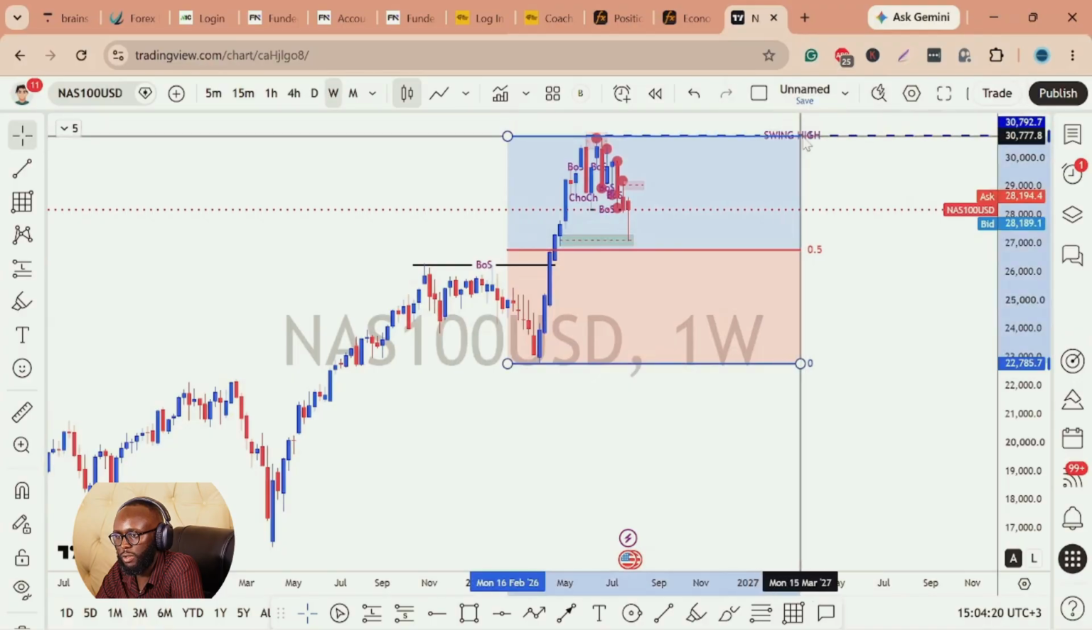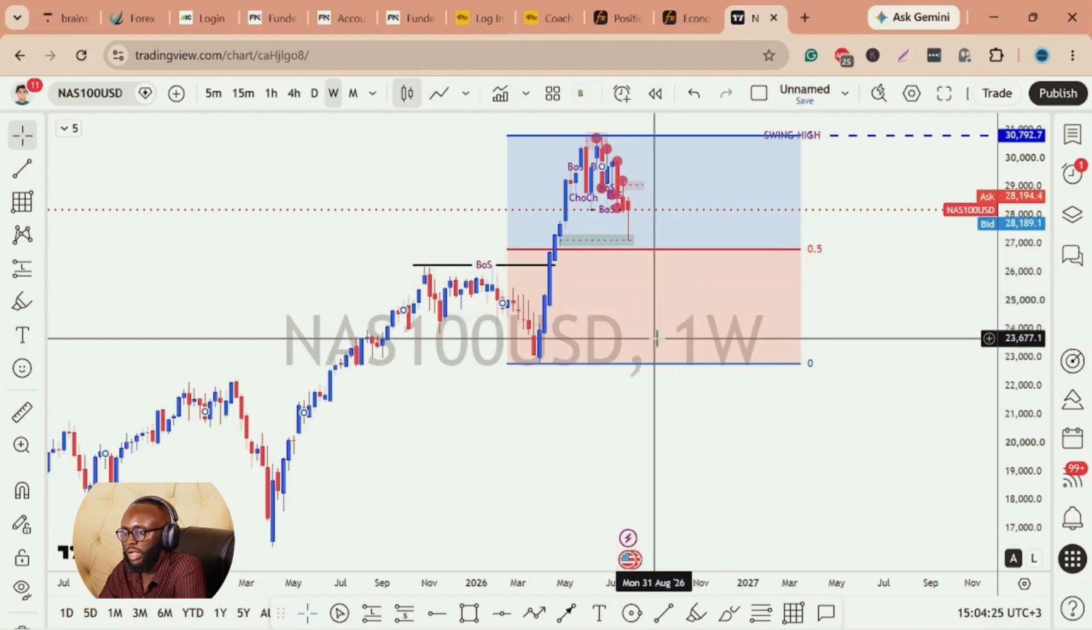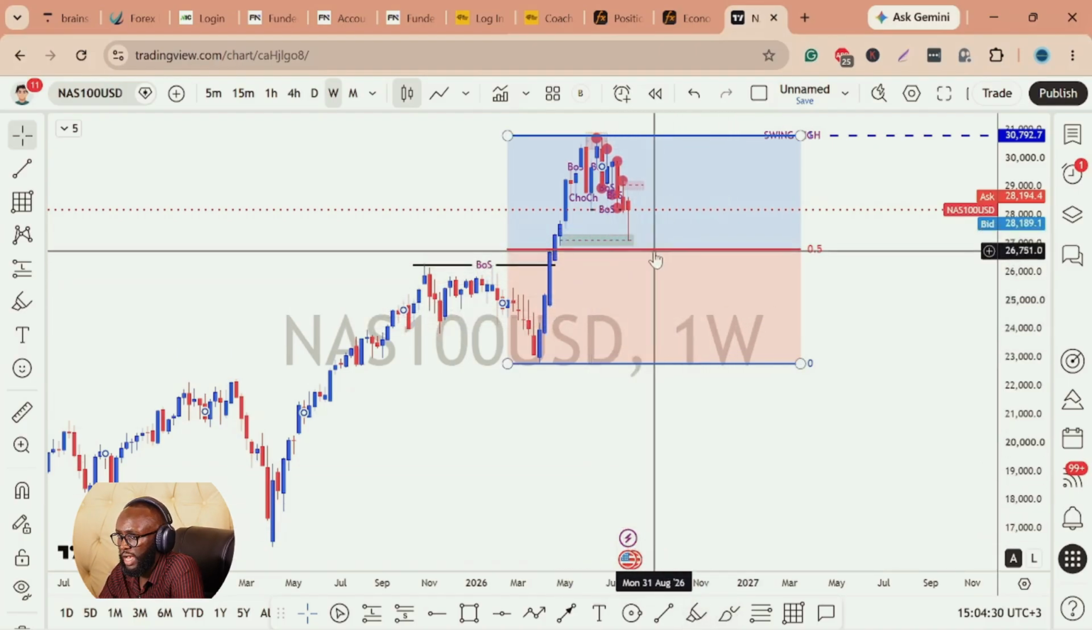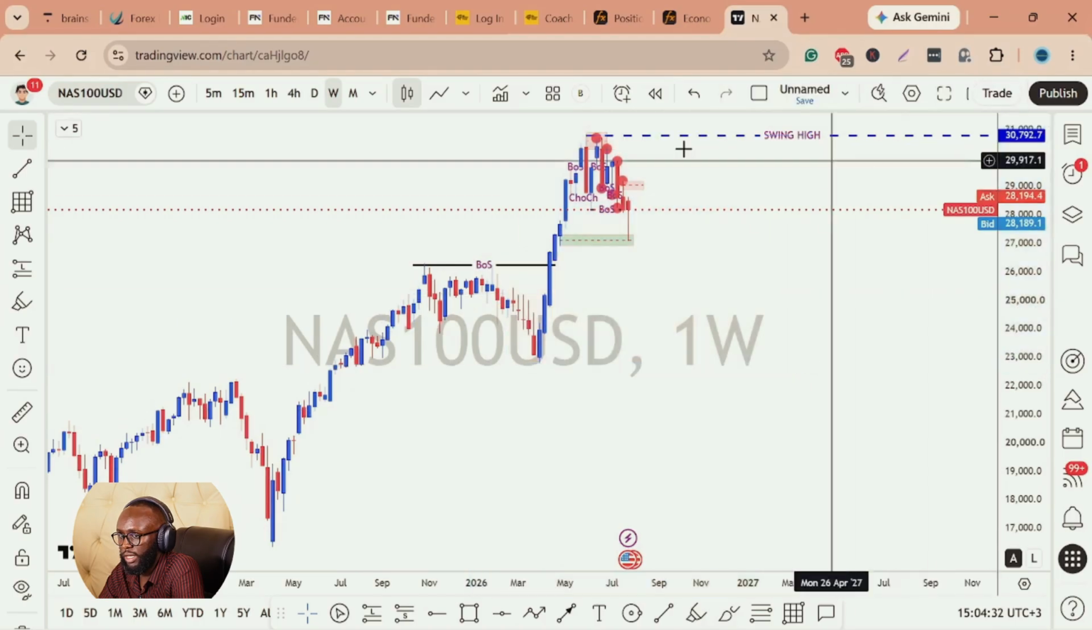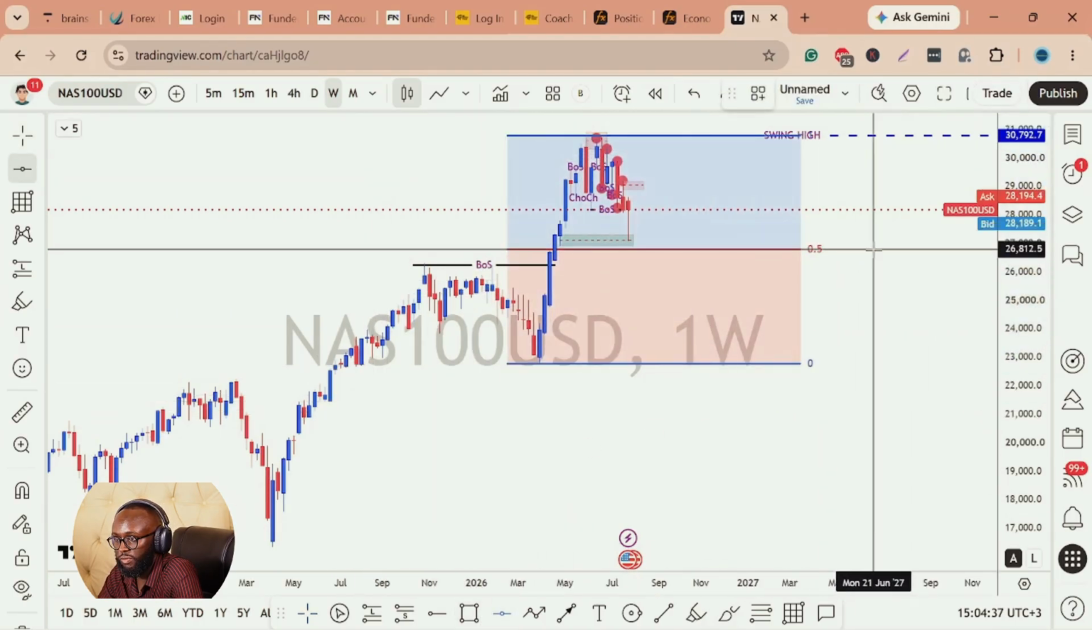At least I was looking for what? A minimal retracement to the 50% retracement on NAS 100. So for NAS 100, we are almost there actually. Price is almost getting to the what? To the 50% of the fib level.